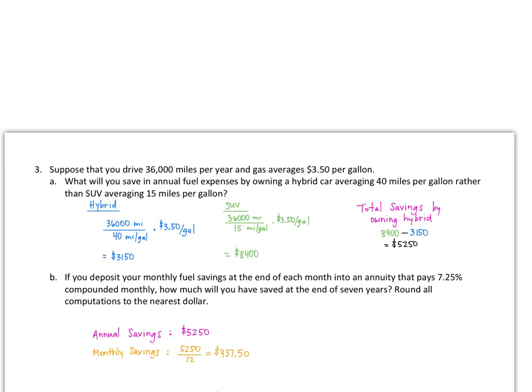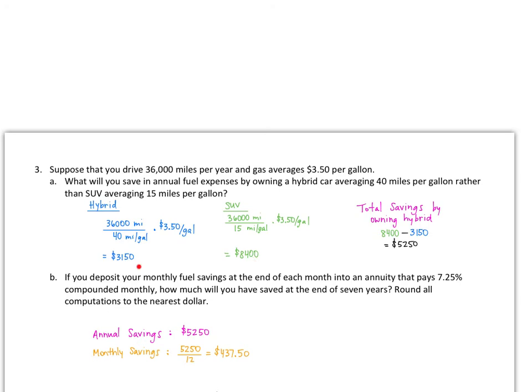So using that formula, let's look at the hybrid. So if we're driving 36,000 miles per year and I get 40 miles per gallon, then I have to multiply that by the cost of gas, $3.50 per gallon. So multiplying this all out, the fuel expense for the hybrid is $3,150. Doing the same thing for the SUV, how much we drive, 36,000 miles, we get 15 miles per gallon, and it costs $3.50 per gallon. So multiplying this all out, we end up with a cost of $8,400 just in fuel expenses per year.